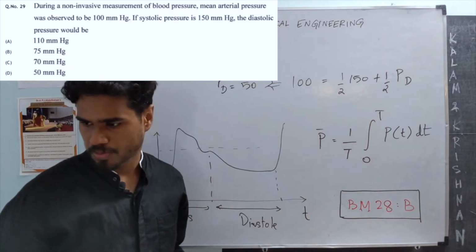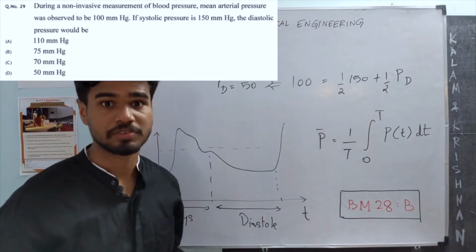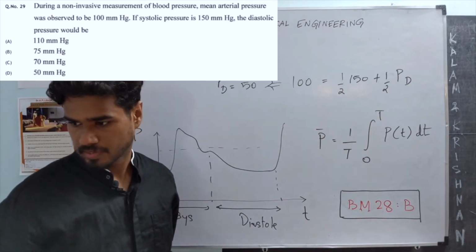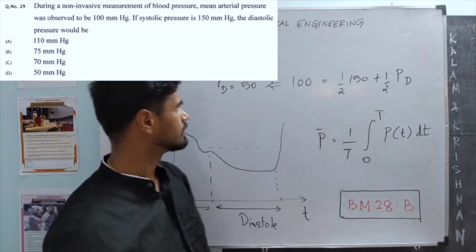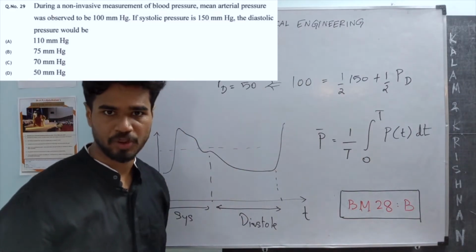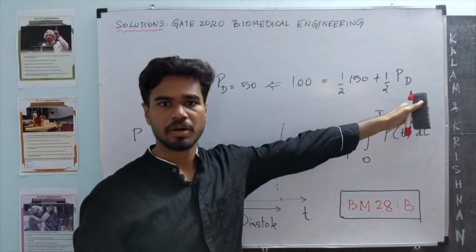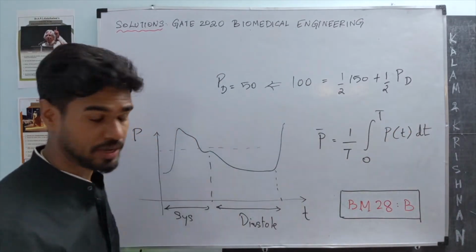And that corresponds to option D, which is wrong. The correct answer is option B, which is 75 mmHg. So mean arterial pressure is not just the average of diastole and systole. Let's look at why that's the case.